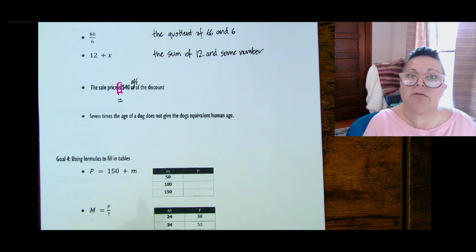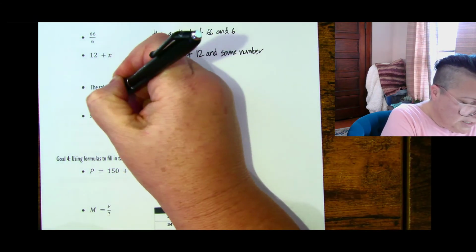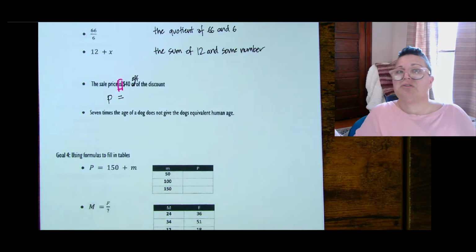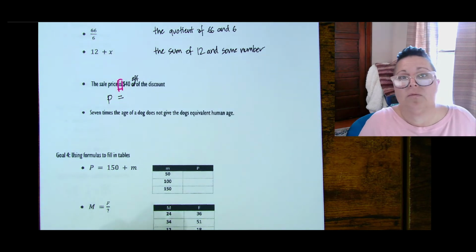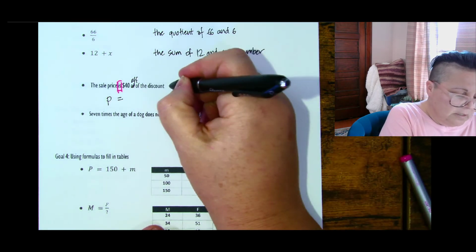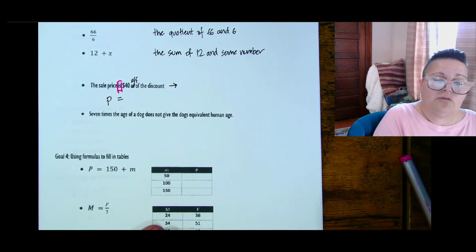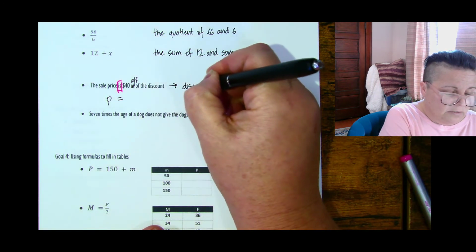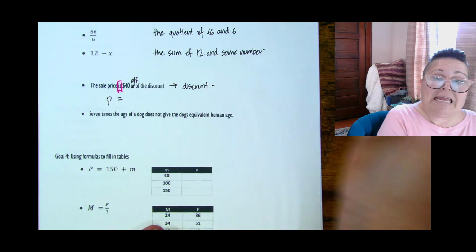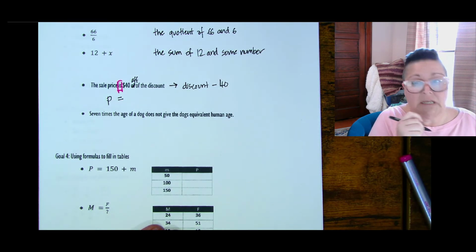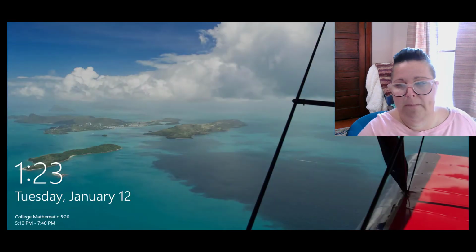The sale price. I don't know what the sale price is, so I'm just going to use a P for that sale price. It's not known. If you wanted to use an X, use an X. That's fine. Any letter will hold the place. Now, $40 off of the discount. Think about that one for a minute. $40 off means I'm doing the discount and then I'm taking off, or minusing, $40. So I've got to do the discount.